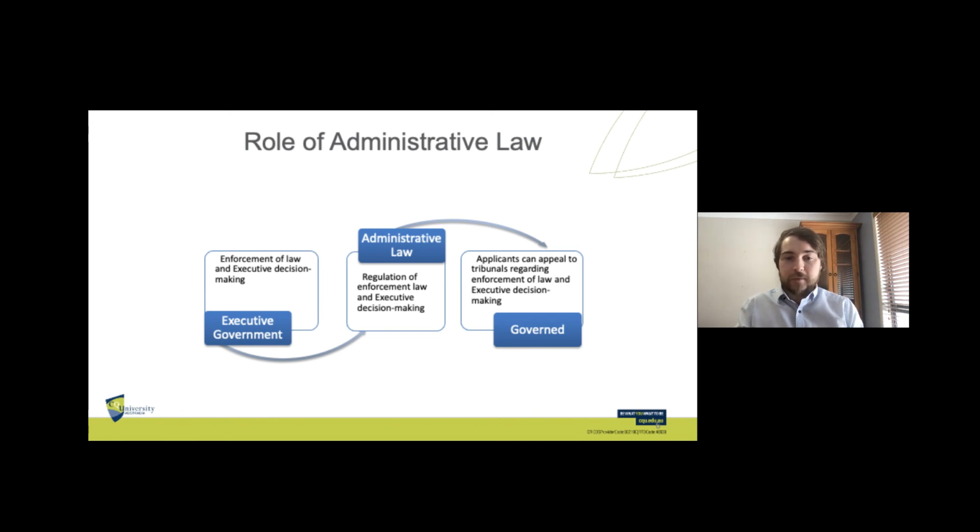And in particular, in admin law, what we're looking at is the ways in which administrative decisions are made and enforced, and the ways in which citizens can review or challenge those decisions. How do we hold the executive government to account? And make sure that they are governing properly on our behalf. Really, that's the core and the role of administrative law.